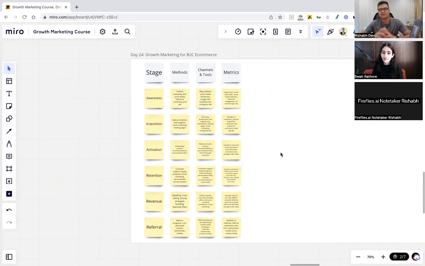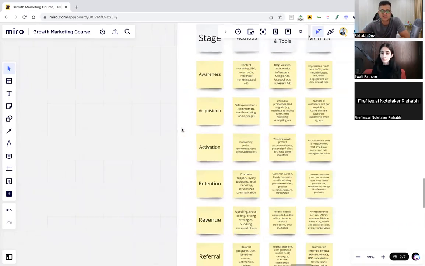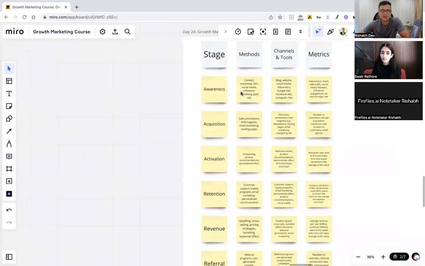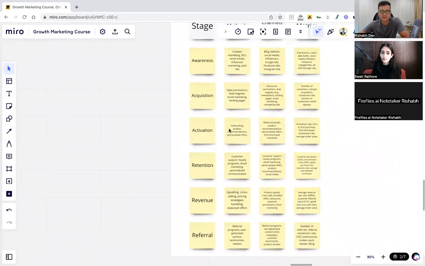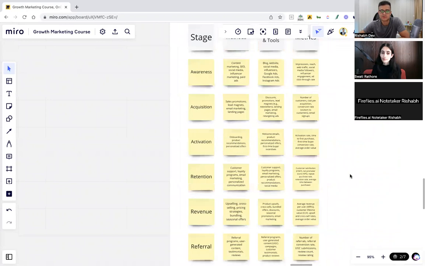But let me just ask you, if you were not to look at this table, and there's a lot of information here, what would be the one thing that you would do for each of these stages of the funnel for an e-commerce business? If we had to pick one thing for awareness, acquisition, activation, retention, revenue and referral.